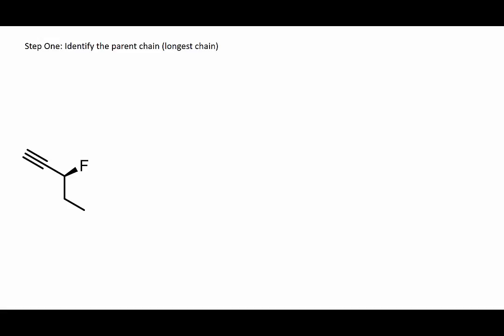Alkyne nomenclature is very similar to alkene nomenclature. Just as in all of the other molecules that we named, the first step is to identify the parent chain, which is the longest chain. So let's count the carbon atoms. 1, 2, 3, 4, 5. So this is pent.